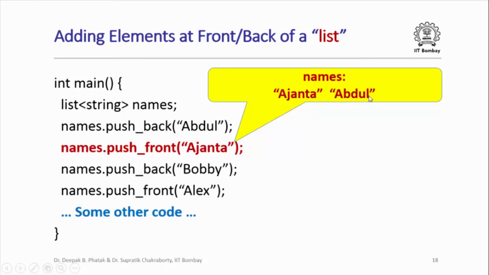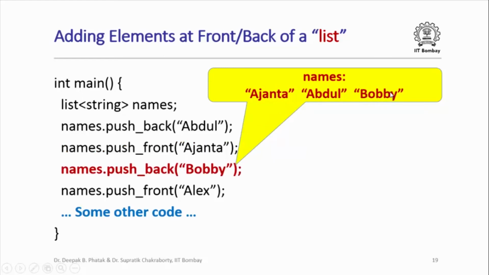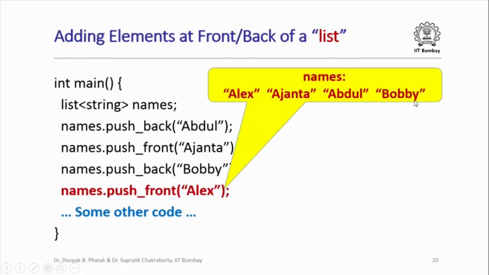So my list was Abdul. So now at the front of that list, I will have Ajanta. So my list is now Ajanta followed by Abdul. Ajanta is at the front of the list. Abdul is now at the back of the list. Now if I say push_back Bobby, this is the back of the list. So Bobby is going to get added after Abdul. So that's what I'm going to have. And finally, if I say push_front Alex, this is the front of the list. So Alex is going to get added over here. And so that is the final list of strings that I'm going to have after this sequence of 4 push_back and push_front operations.